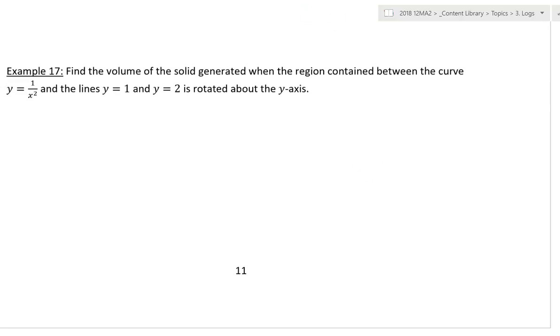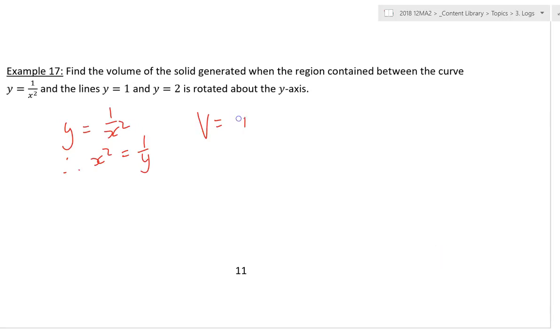Another one here is we can use volumes. Now remember, volume rotated about the x-axis is pi times the integral of y squared dx. Rotating about the y-axis, it's pi times the integral of x squared dy. So we know that y equals 1 over x squared, therefore x squared equals 1 over y. Now I need my bounds to be on the y-axis. That's fine, they're already given to us as the y values, so I don't have to substitute those in or switch them over.